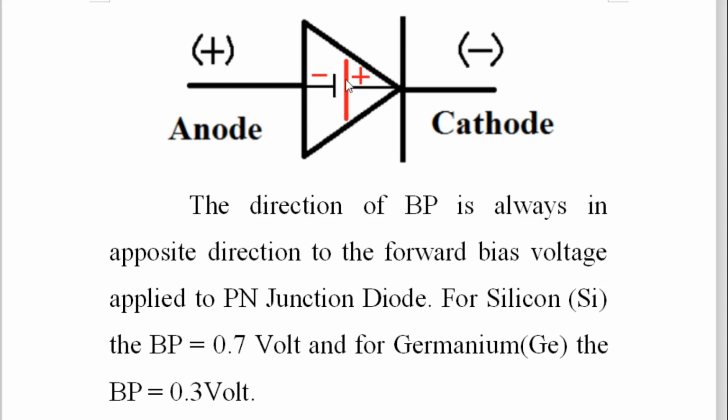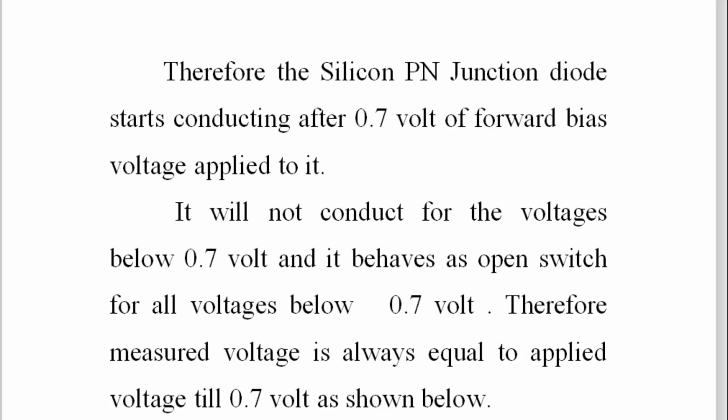Now what is the magnitude of this barrier potential? For silicon, the barrier potential is equal to 0.7 volt, and for germanium the barrier potential is 0.3 volt. So this is an important fact.